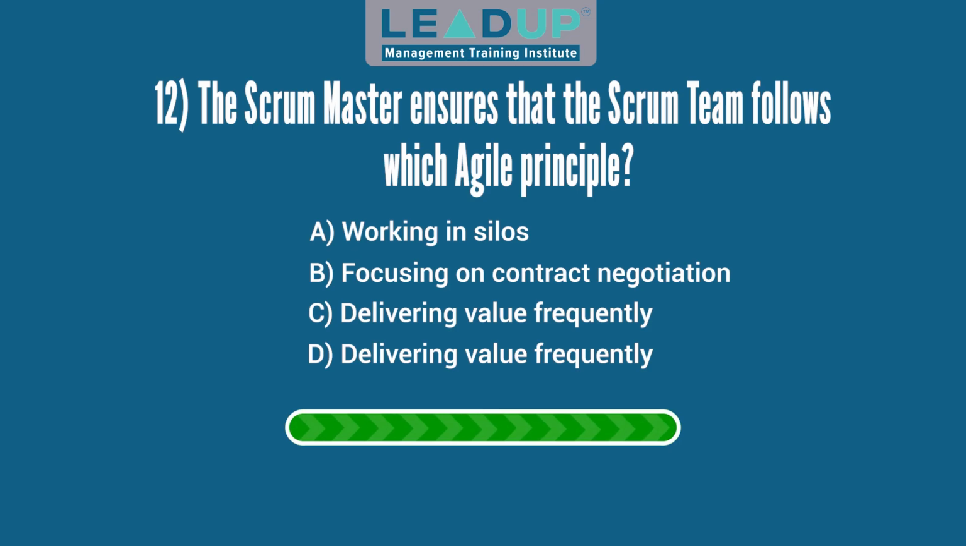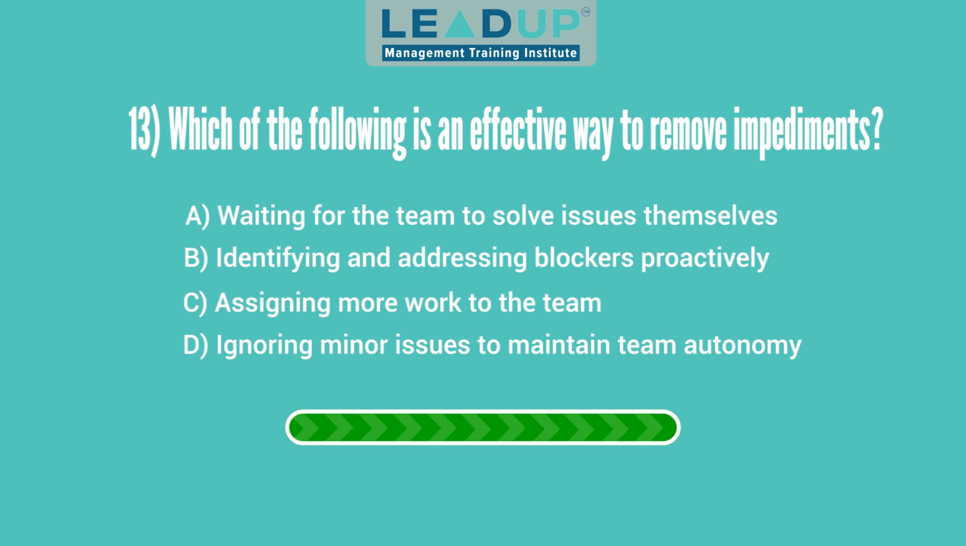Question 12. The Scrum Master ensures that the Scrum team follows which Agile principle? A. Working in silos. B. Focusing on contract negotiation. C. Delivering value frequently. And D. Avoiding changes in requirements. Answer: delivering value frequently.